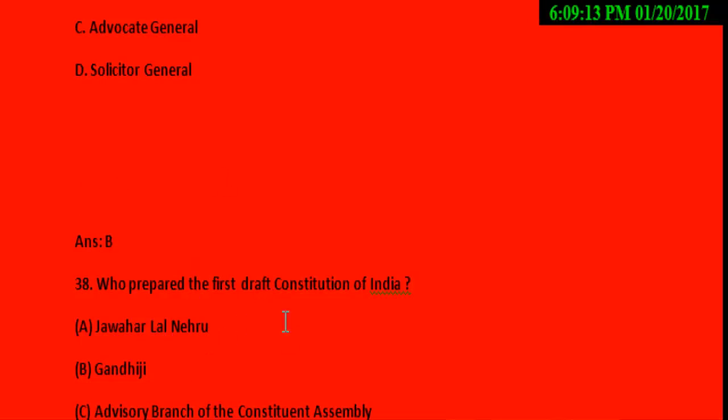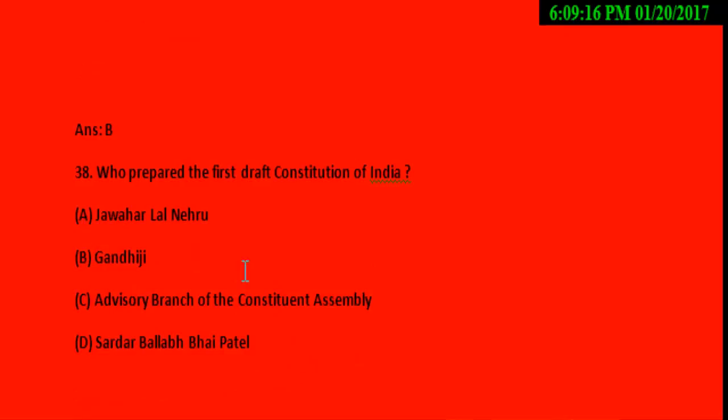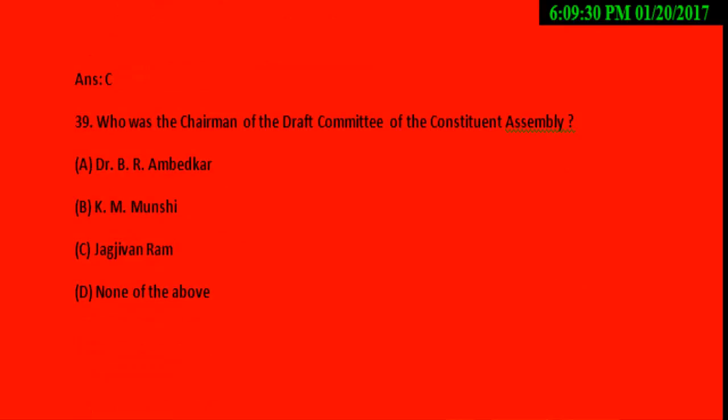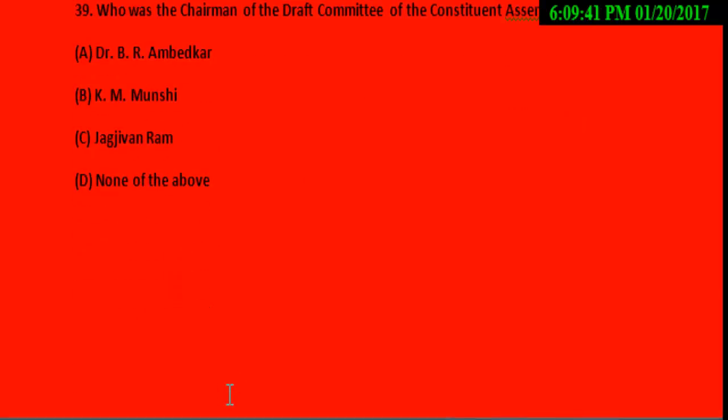Who prepared the first draft Constitution of India? Jawaharlal Nehru, Gandhiji, Advisory Branch of the Constituent Assembly, or Sardar Vallabhbhai Patel. So answer is Advisory Branch of the Constituent Assembly. Who was Chairman of Draft Committee of the Constituent Assembly? Dr. B.R. Ambedkar, K.M. Munshi, Jagjivan Ram, or none of the above. Your answer is A, Dr. B.R. Ambedkar.